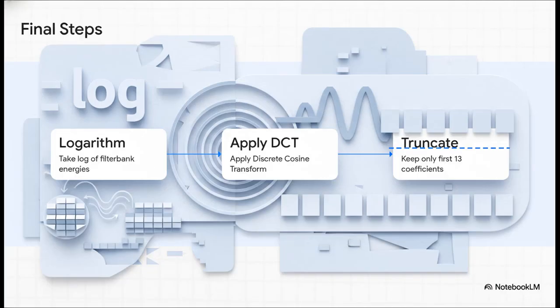All right, this is where the real magic happens, the final 3 steps. First, we take the logarithm of the Mel filter bank energies. Second, we apply the discrete cosine transform, or DCT. And third, we truncate the results. Why do we take the log? Because doing that magically converts our source times filter mathematical model into source plus filter. And once they are added together, we can finally pull them apart.